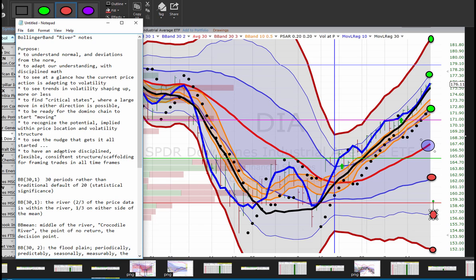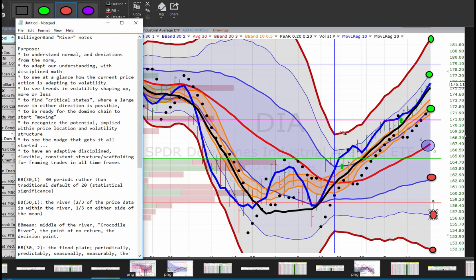There's our triangle. To see the nudge that gets it all started, the big spike down, the recovery, the RL10 changing, crossing the 30, crossing the dragon, crossing the mean, leaving the river. When price and the 10 and the 30 period regression line all leave the river, that's right here. That's the beginning of trending behavior. Whenever price and the 10 and the 30 are inside the river, that's the chop. You have to wait for it to clear the river. You get eaten up by crocodiles on this red line.